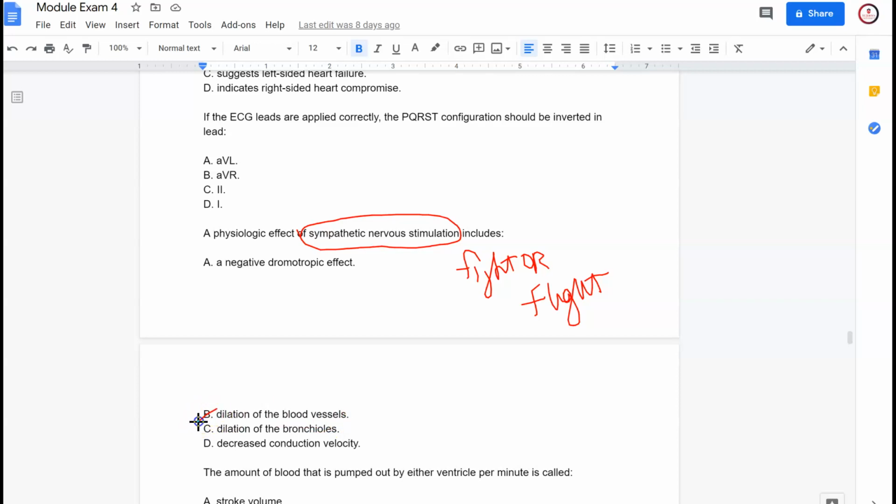So this dilation isn't correct. The heart rate is going to go up. So that means that your conduction velocity is not going to be slower. It's going to be faster. And again, not a negative dromotropic effect. Your heart rate's going to be picking up. So the best answer here is C, dilation of the bronchioles.